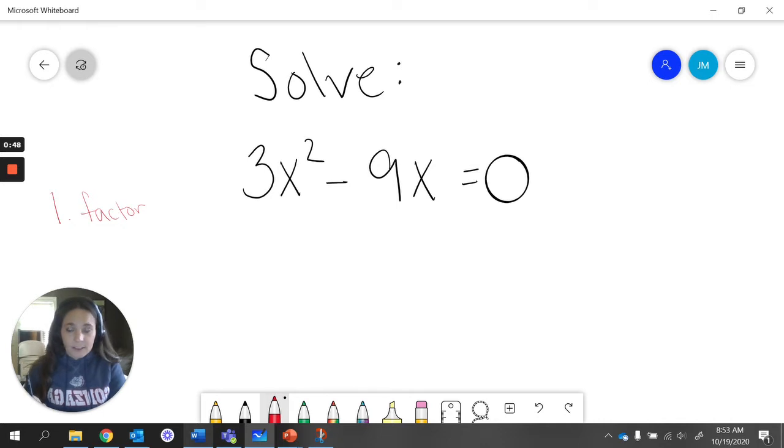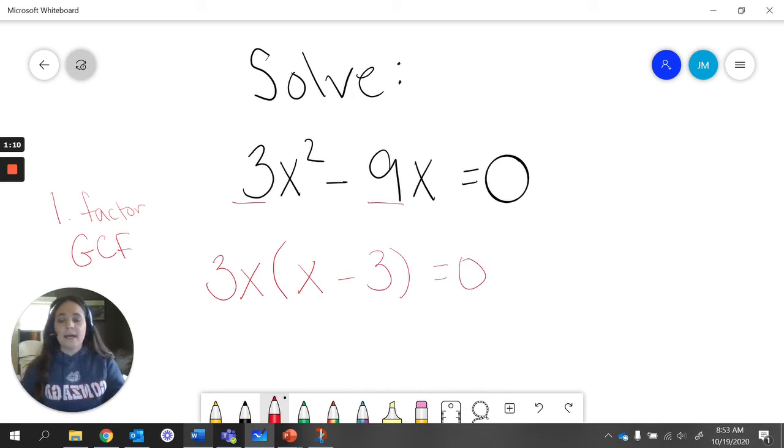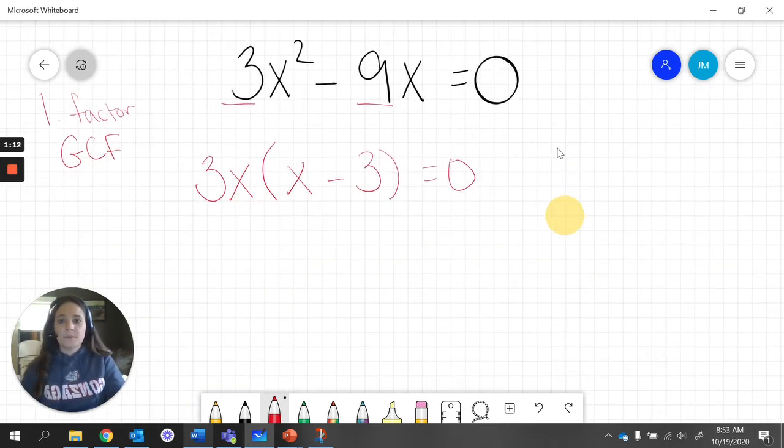So another thing I check is the greatest common factor. So we're going to take out the greatest common factor between 3x² and −9x. The biggest number that goes into 3 and 9 is 3, and what is the biggest number of x's they share? One x. So the GCF is 3x. What do I have left? x − 3.